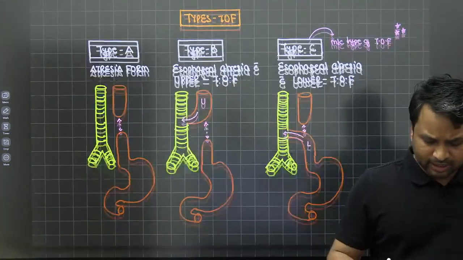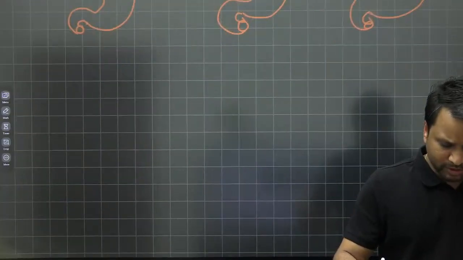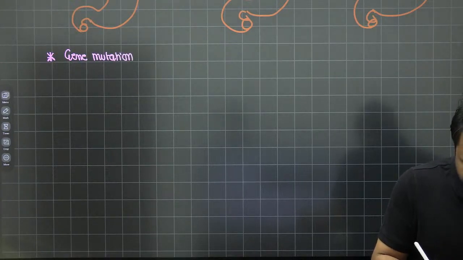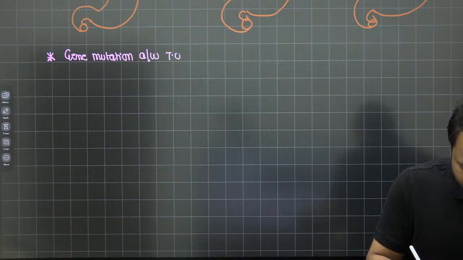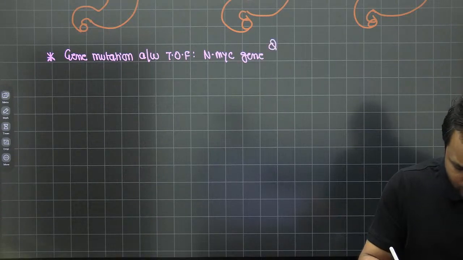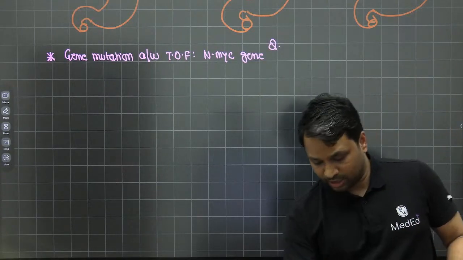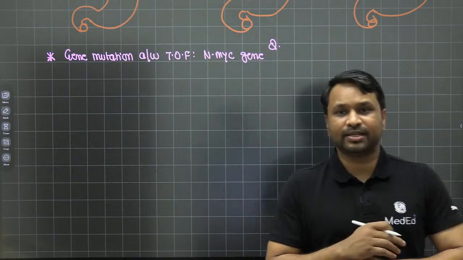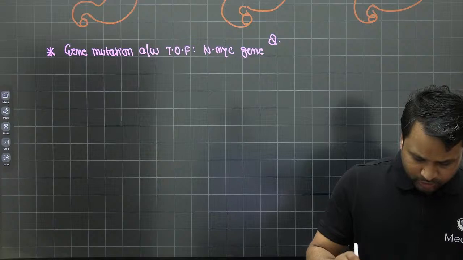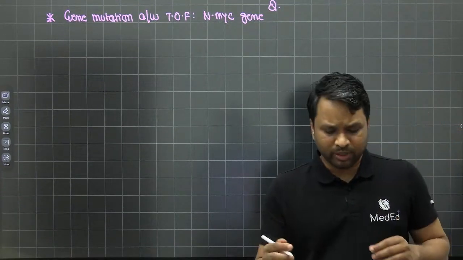Now, just to get perspectives right, because we have dealt with so much, if I ask what is the genetic component, or the gene mutation, associated with tracheoesophageal fistula, the answer is going to be the NMYC gene. Again, this is a question that they usually ask in a competitive exam, right? Now, we'll talk about the clinical presentation and then we'll try to build across it.